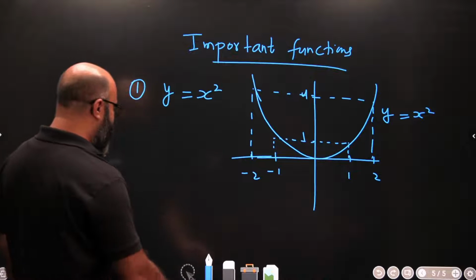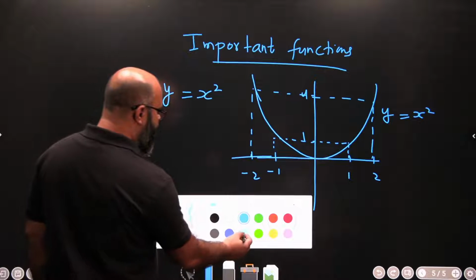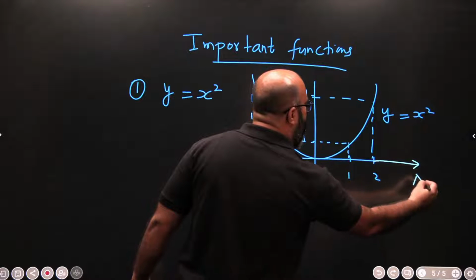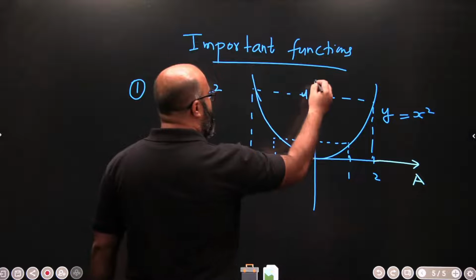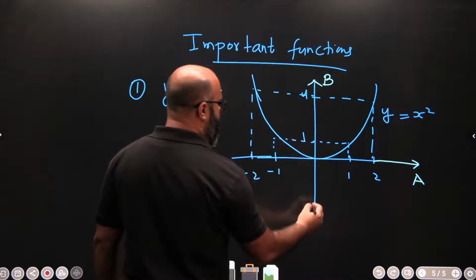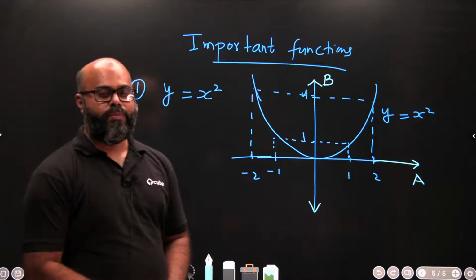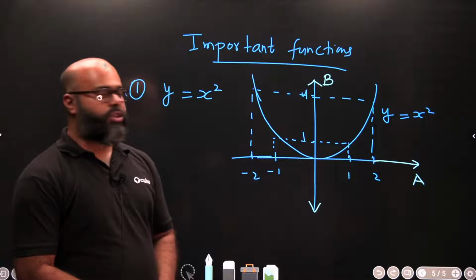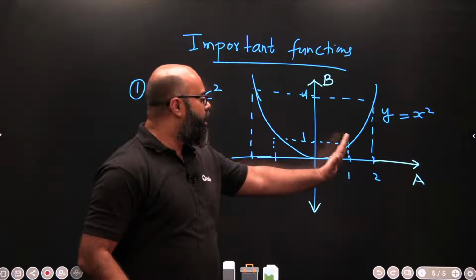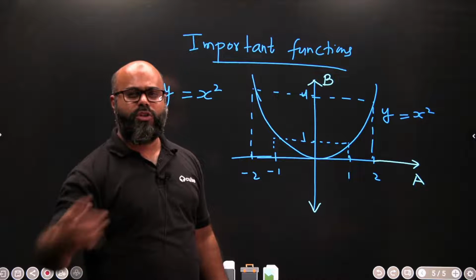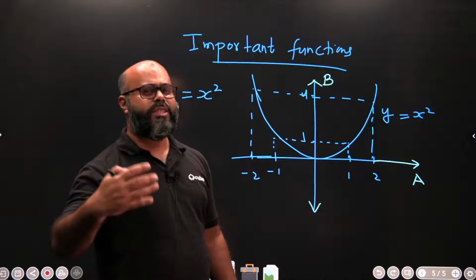So now you can see here, is this a function? Each element in set A, here set A is your x axis and set B is your y axis, has a unique image in set B. Why unique image in set B? Because if you input 1, you get 1. If you input 2, you get 4. There are not multiple outputs. There is only a single output. So it is a function.